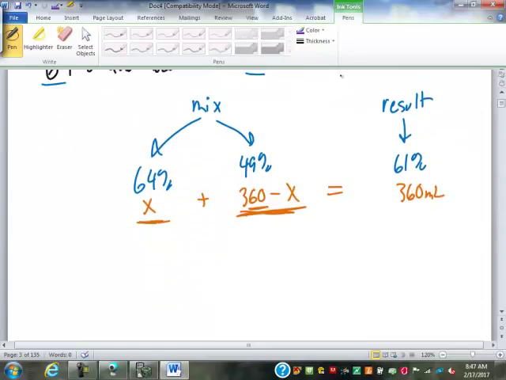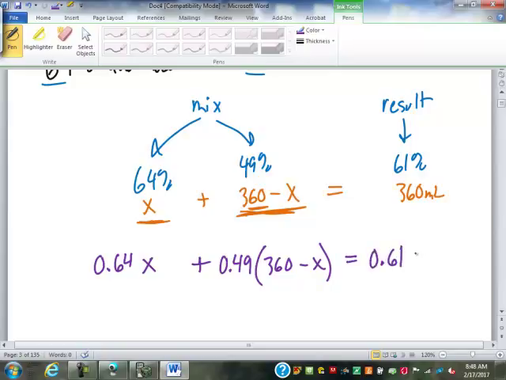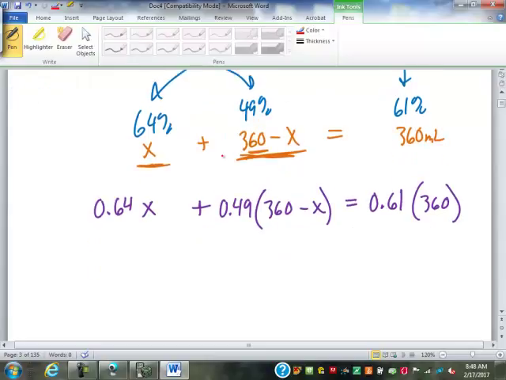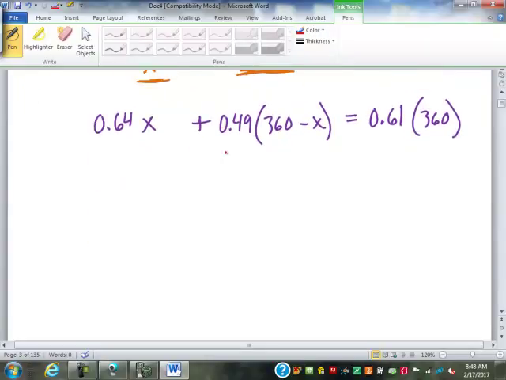So now to write our equation. Again, it's concentration times amount. So 64% is 0.64 times the amount of X, plus 49% is 0.49 times that amount of 360 minus X, equals 61% will be 0.61 times 360 is its amount. And now we go about simplifying so that we can solve the equation.